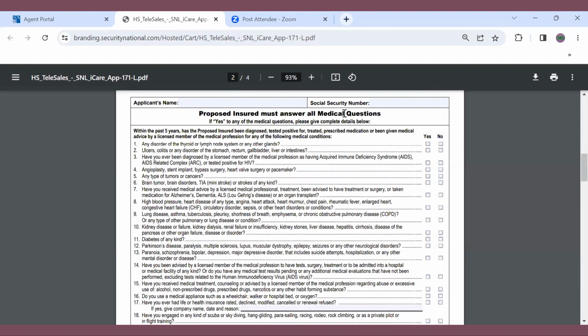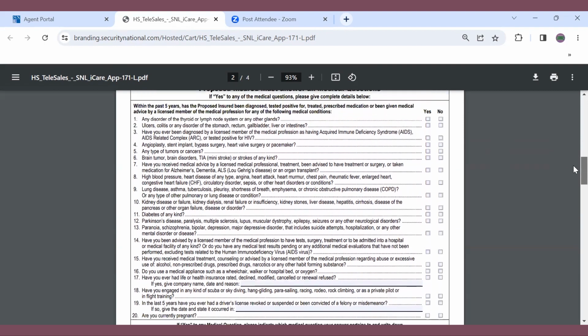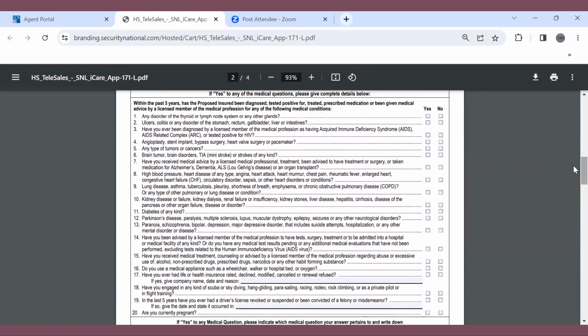Again, we have to put his name and social at the top, and then we have a list of all the health questions. The one thing for you to note on the iCare is the product used for those that are in the best health. So as these questions go down, if you get a lot of yes answers, this may not be the product for you. You may need to move to the gap. Just make sure that you give the underwriters as much information as you can.